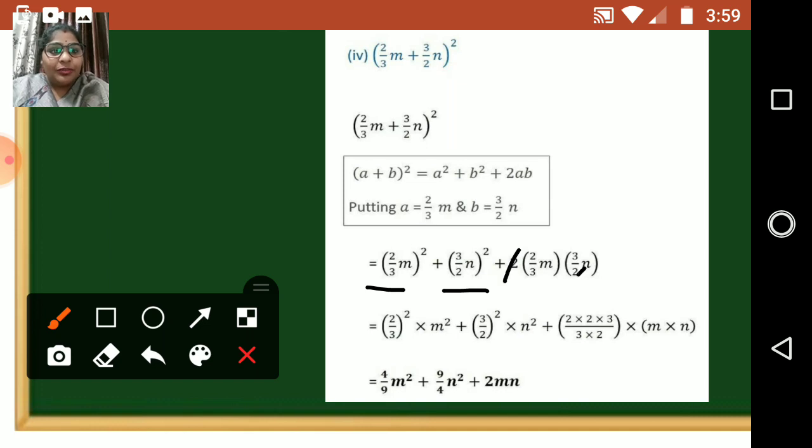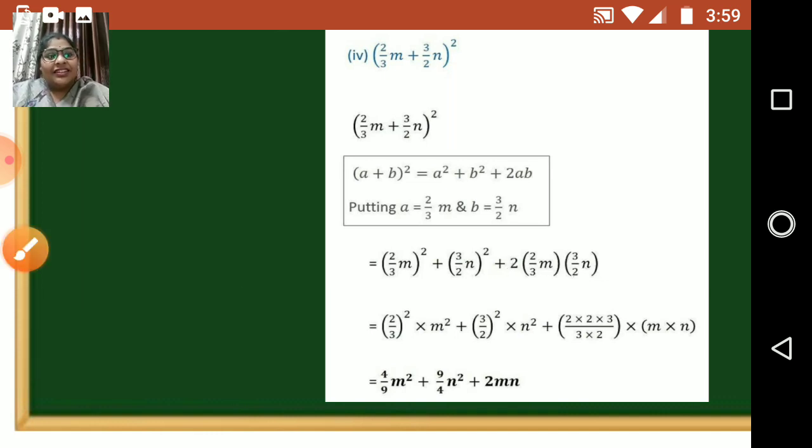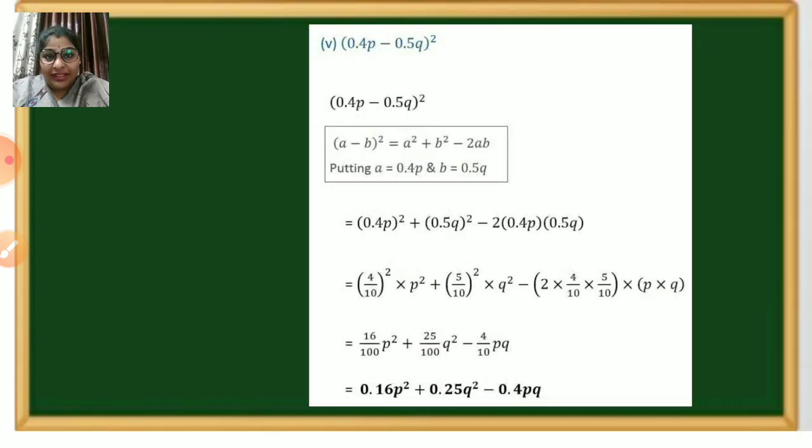Here 2 in the numerator and 2 in the denominator gets cancelled children. 3 in the denominator and 3 in the numerator gets cancelled. Now the remaining terms are only 2mn as it is over here. I hope now it is very much clear how to use the identities. You have just to substitute the proper values in whichever identity you are using. So next one, that is the fifth one, children.